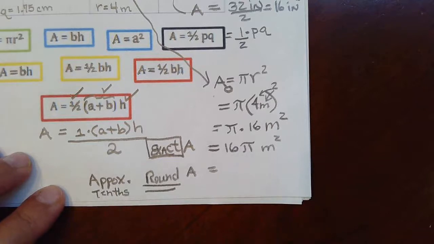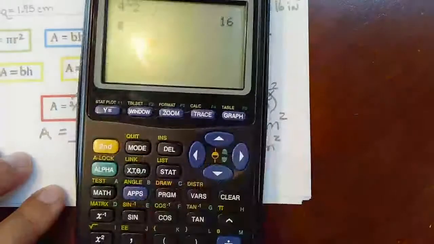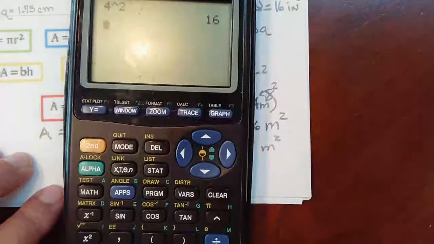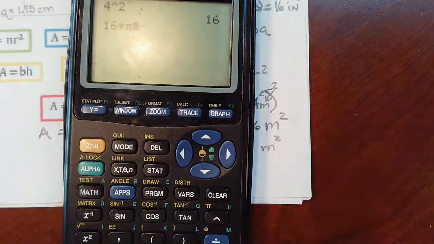Then you got to put it in your calculator. You have to actually enter 16 times pi. I still have the 16 in the window. If yours doesn't do that, you could just type it all over again. 16 times, hit the symbol with the pi key and press enter.